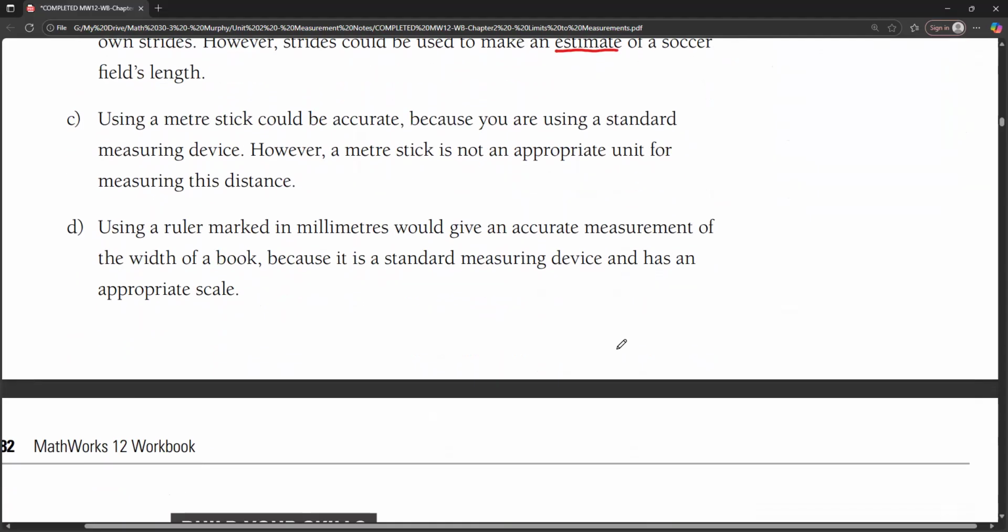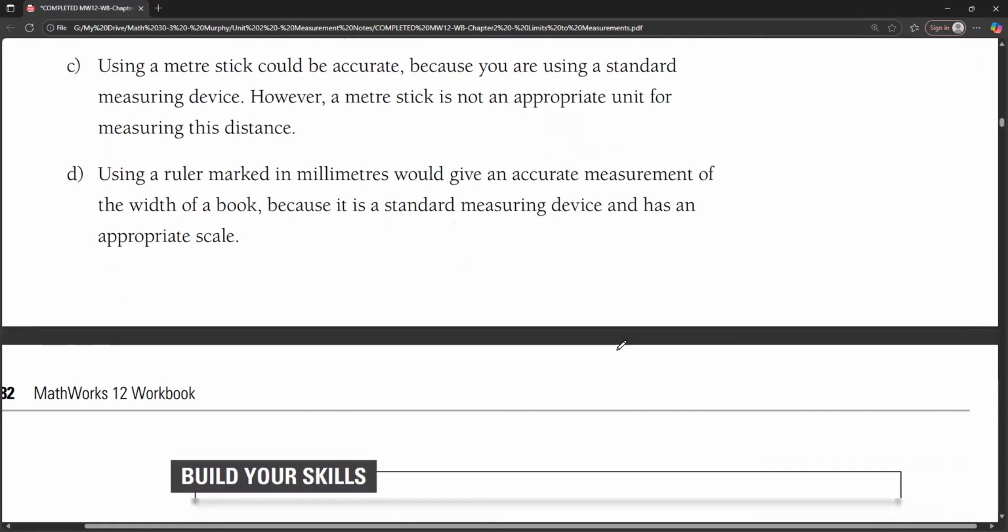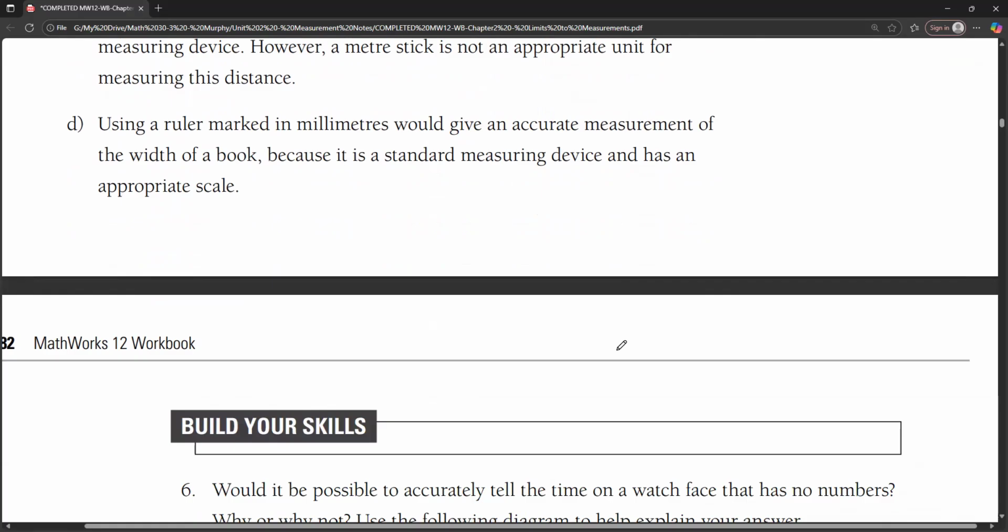D, using a ruler marked in millimeters to measure the width of a book. Okay, using a ruler marked in millimeters would give an accurate measurement of the width of a book because it is a standard measuring device and has an appropriate scale. What the ruler does for every person that goes to measure is it gives them the same measurement every time, right? You might be off by half a millimeter, but the point is if you were to hand somebody the ruler and say, measure the book, you're probably going to get the same measurement. And that is the end of lesson 3, part 1.